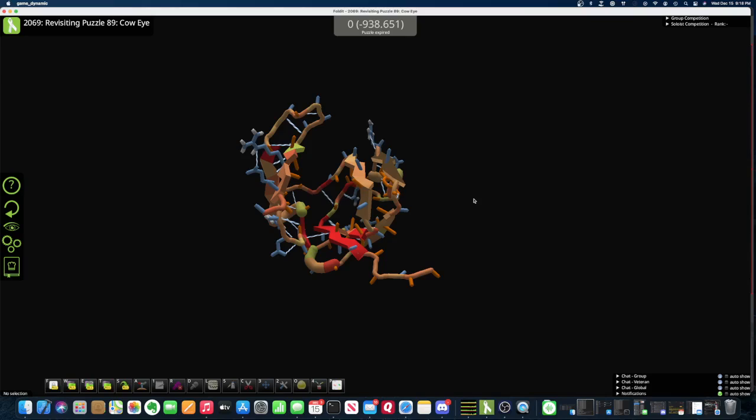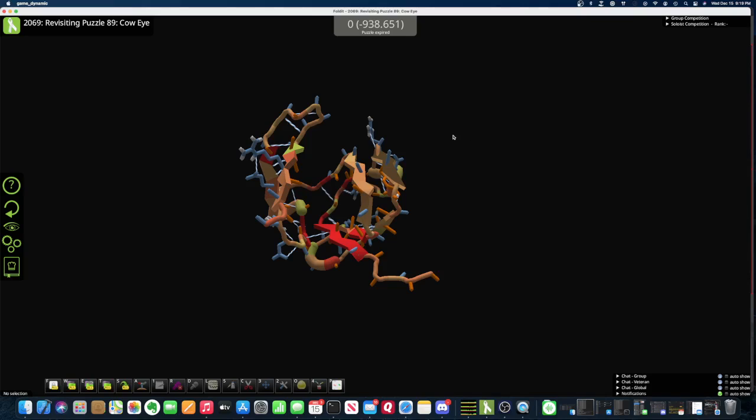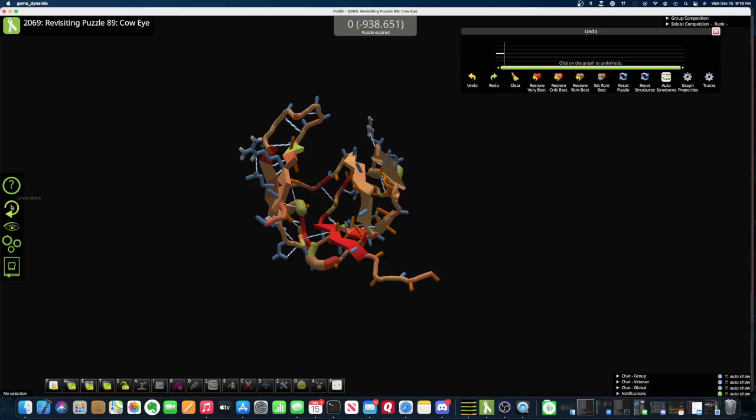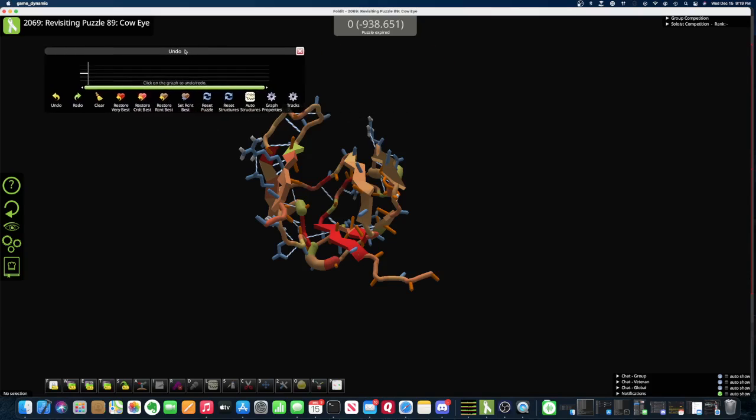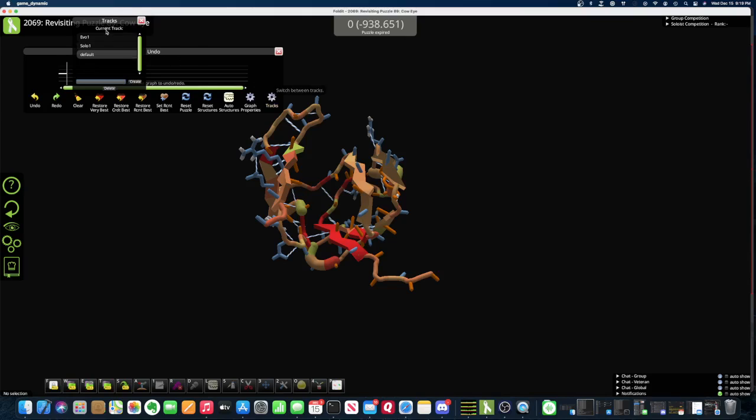I'm going to walk you through how I approach working on the revisiting puzzles. As we go along, I'll describe what I'm doing. Now, the first thing I do is get set up. I go to the undo interface, which gives you this menu, and I hit tracks.